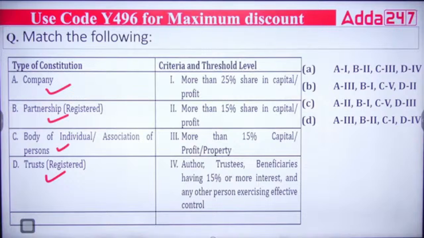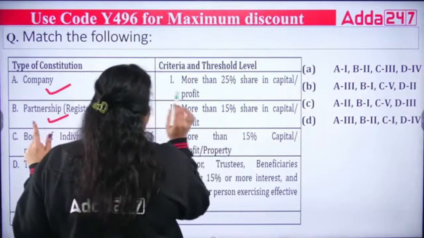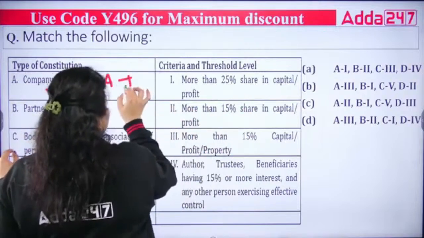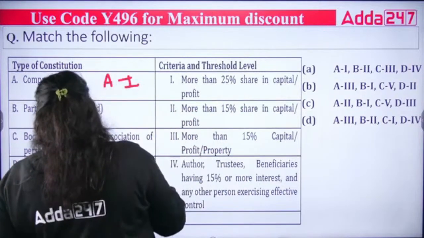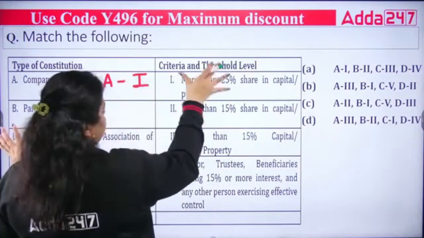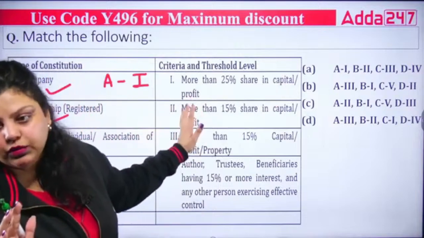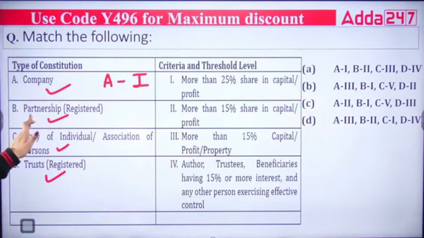Okay, so when it comes to the company's threshold limit, what is it? It is more than 25% of shares in the capital or profit. It means A is 1 only. What is A? A is simply your 1, because the company has more than 25% share in the capital or the profit. Second we are talking about partnership.